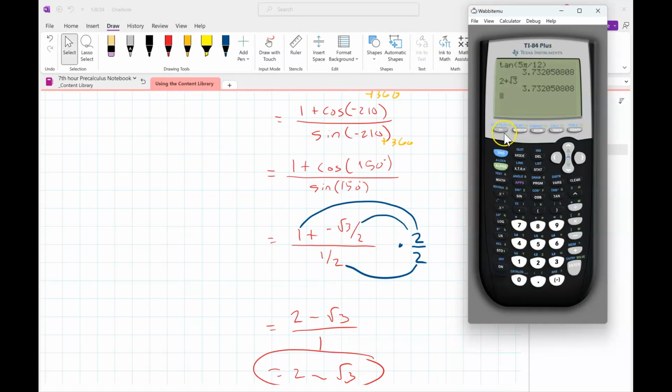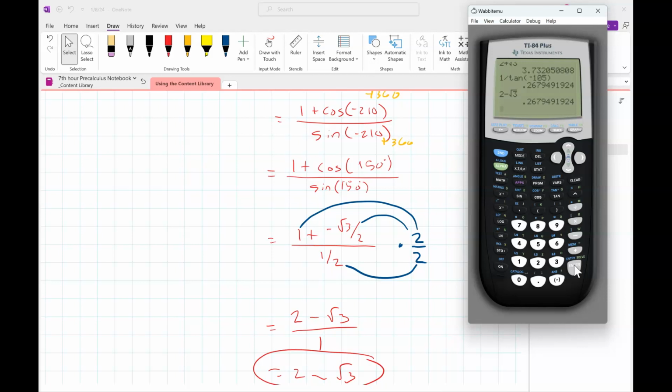And again, if I want to check this, I've got to put this back in degree mode. My original problem was cotangent of negative 105. I don't have a cotangent button on my calculator, so I have to write it as 1 over tangent of negative 105. Then I check it with the answer I just got, 2 minus root 3. And those match up real nice. I'm pretty convinced that's what's going on. How do you guys feel? Is that okay?